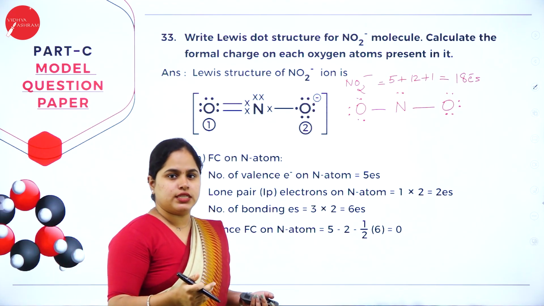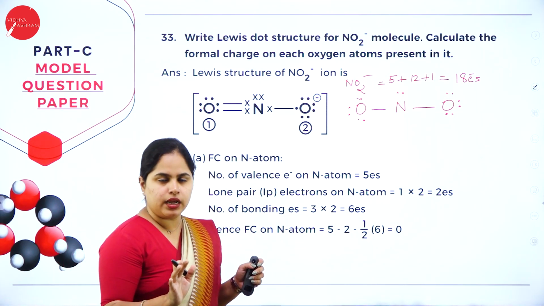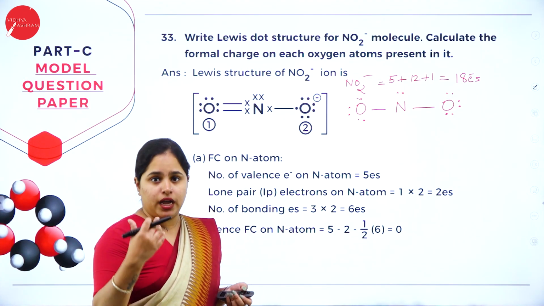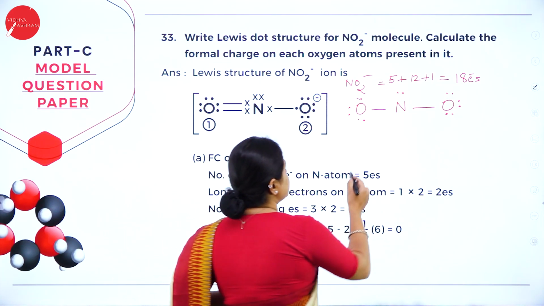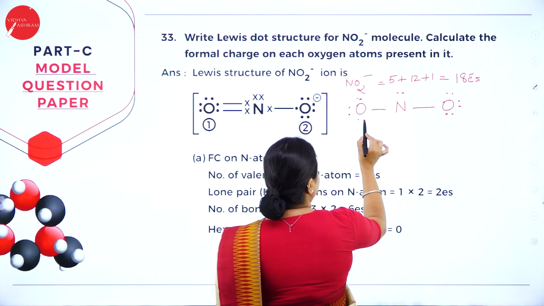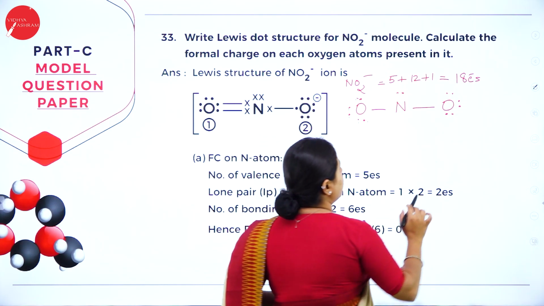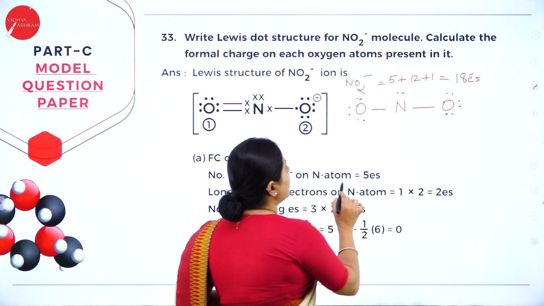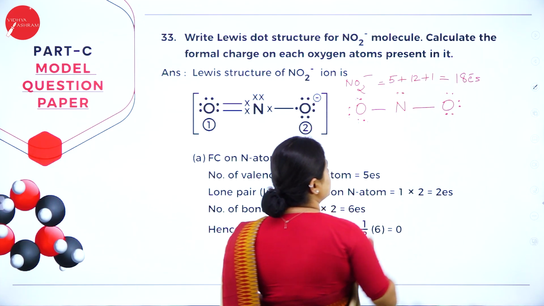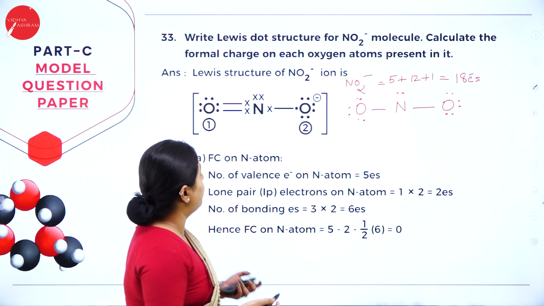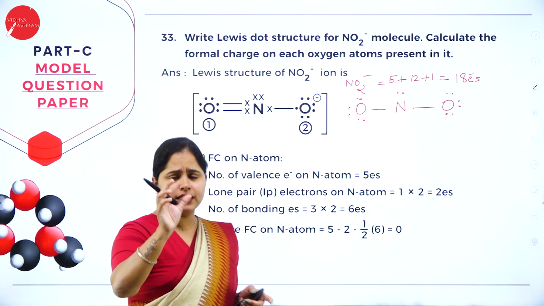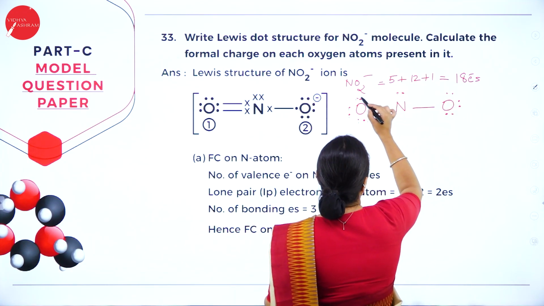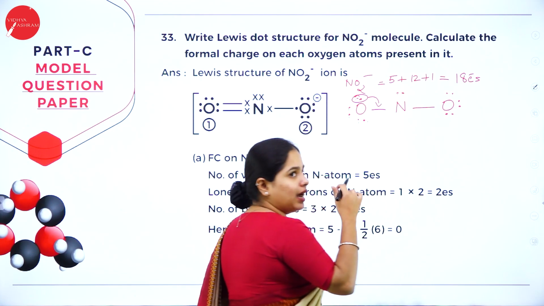Now a total of 18 electrons are there, right? So what is the next step? We have to see whether each atom is able to attain its octet. For this oxygen atom, 1, 2, 3, 4, 5, 6, 7, 8, okay. For this oxygen atom it is also okay. Now for nitrogen, you can see 1, 2, 3, 4, 5, 6. Only 6 is there. So what happens? One lone pair can become a double bond. So let's assume this lone pair is getting shifted here as a double bond.